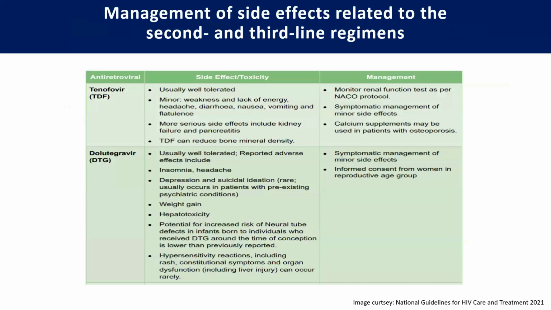So the side effect profiles of all the drugs. For tenofovir, the most important serious side effects are kidney failure and pancreatitis. How will we identify that? The patient generally comes with nausea, vomiting, anorexia. Initially the patient just says, I'm having anorexia or vomiting. In that case, the patient may stop the drug.